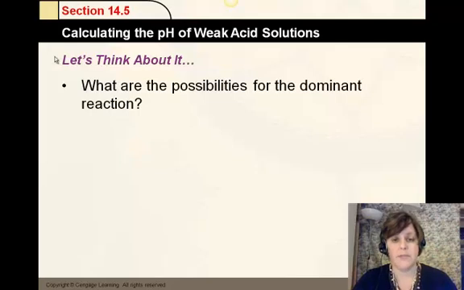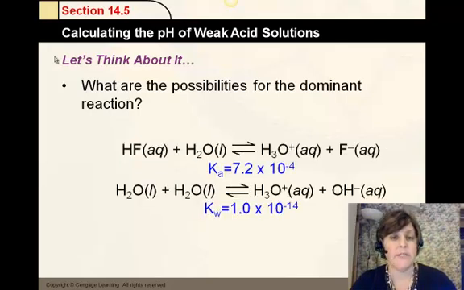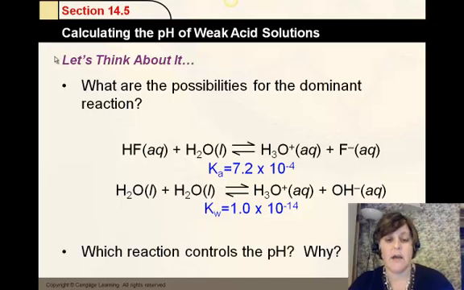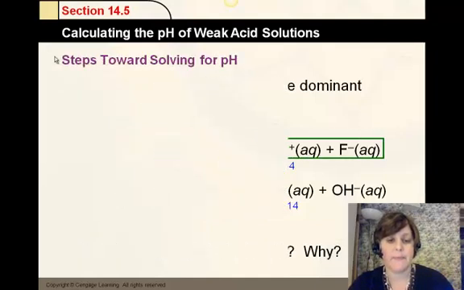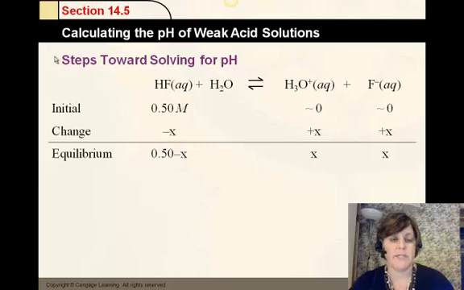What are the possibilities for the dominant reaction? So we look at the Ka values again. You notice that the Ka for HF is significantly larger than the Kw. So that's the one that controls the pH. So we're going to solve for the pH. Now you notice we're writing the HF, which is the major species that dominates the pH, with water. It's going to be acting like an acid, so it gives its hydrogen away to form hydronium and fluoride ions.